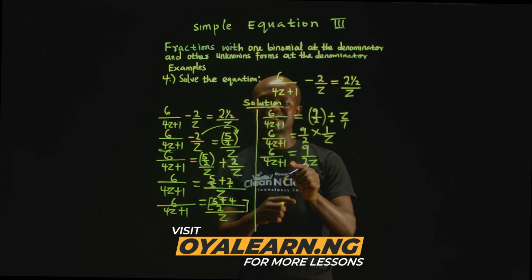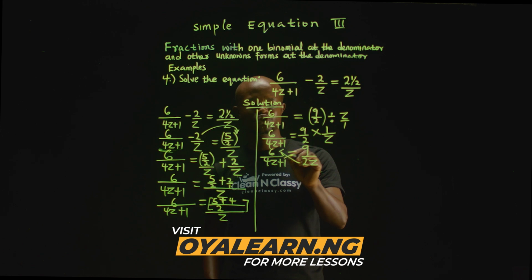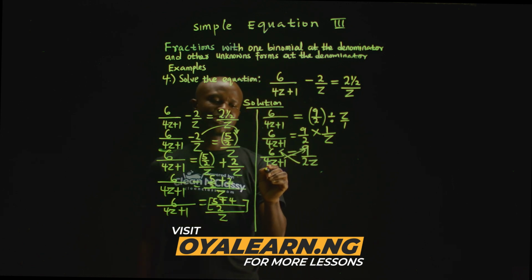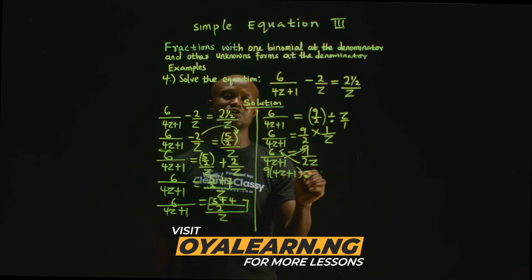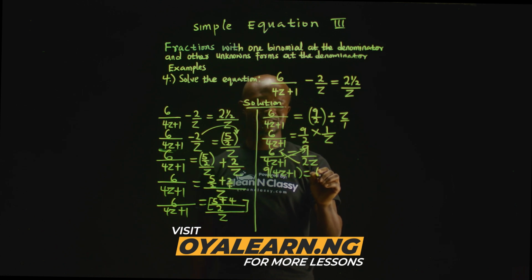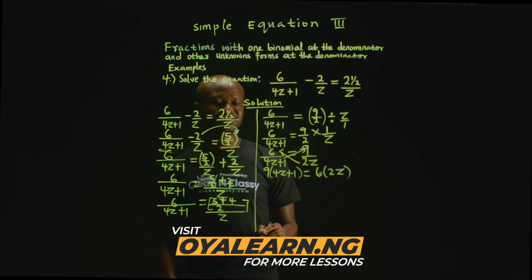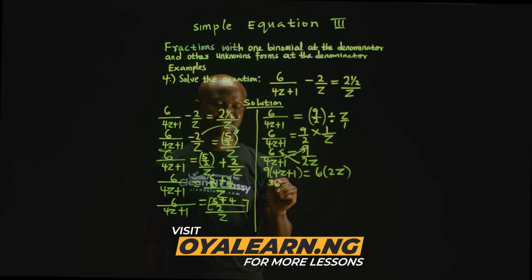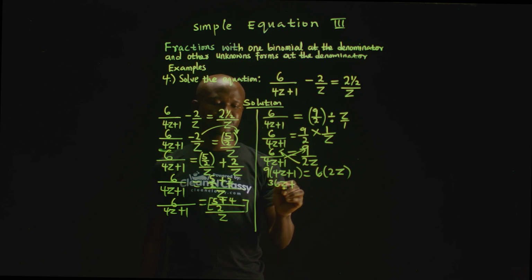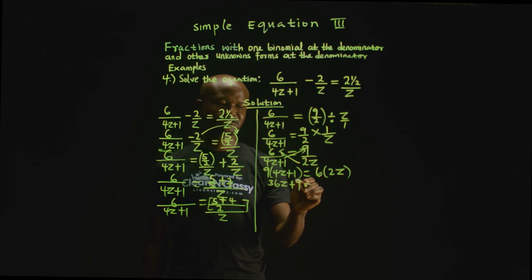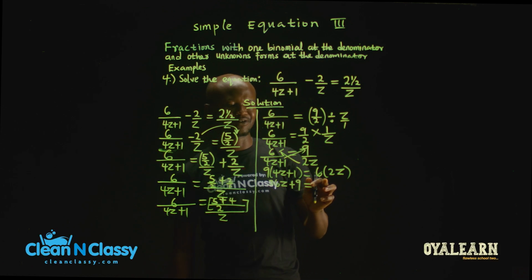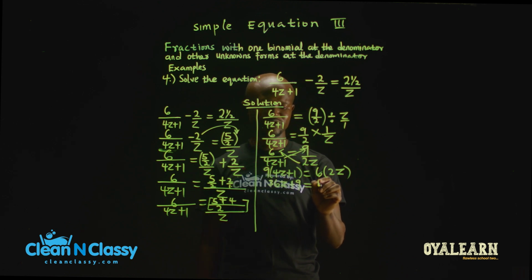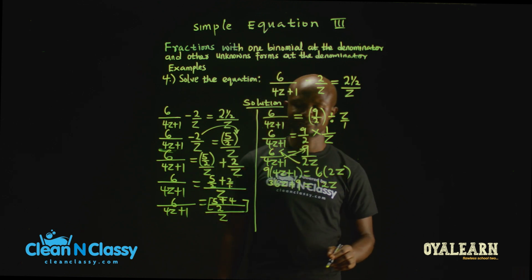At this level, we can now cross multiply. So by cross multiplying, what do we have? We have 9 into 4z plus 1 equals 6 times 2z. By expanding the bracket, what do we have? 9 times 4z is 36z. Plus 9 times 1, we have 9. At the right hand side, we have 6 times 2z. What do we have? 12z.